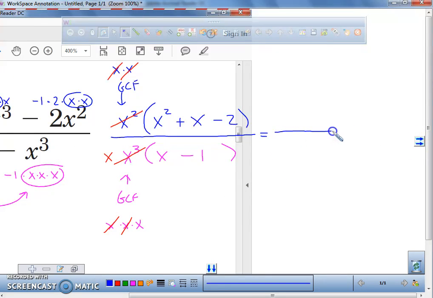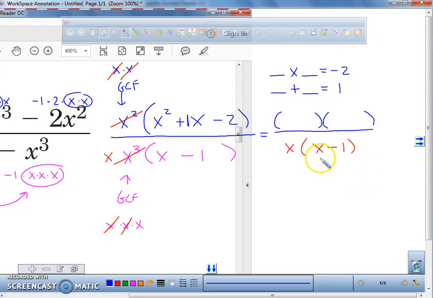Now, there are students who know how to factor, and there are students who do not. This is a trinomial that can easily be factored if you know the rules for factoring a trinomial. So even though you can't see it, I'm going to put the number 1 right here. You're looking for 2 numbers. When multiplied together, equal a negative 2. And 2 numbers, when added together, equal a positive 1. This is what you can do when you're trying to factor these.